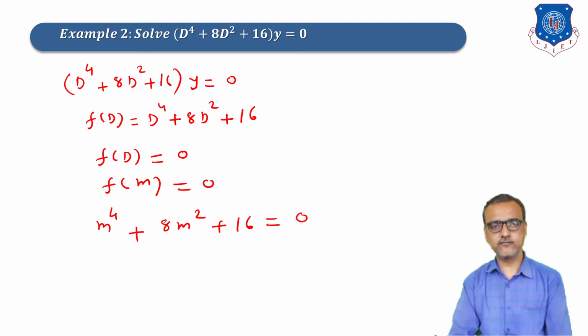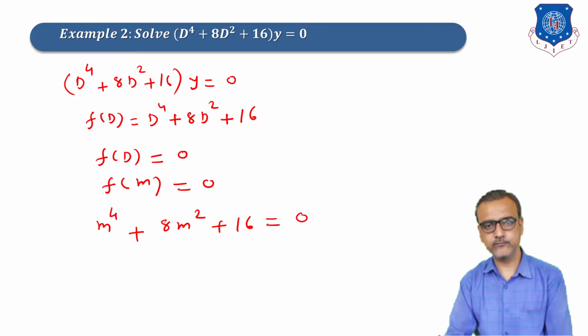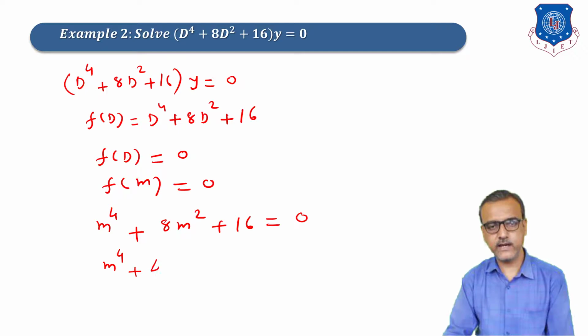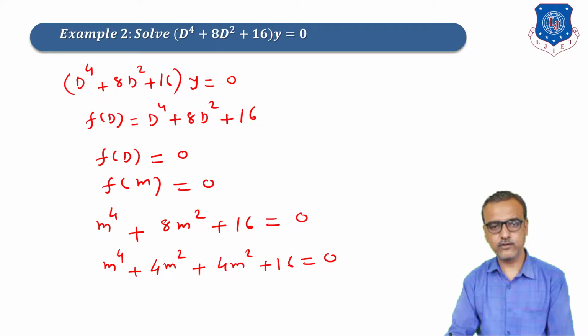Now to factorize this equation, we will split the middle term and we will find two numbers such that their product is 16 and their addition is 8, and definitely those two numbers are 4 and 4, as 4 times 4 is 16 and 4 plus 4 is 8. So we will write down the first term m raised to 4 as it is, and then after splitting the middle term 8m square as plus 4m square plus 4m square plus 16, that is equals to 0.